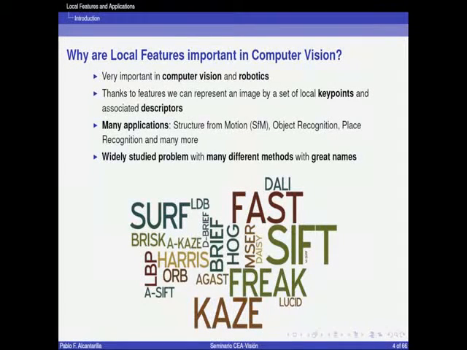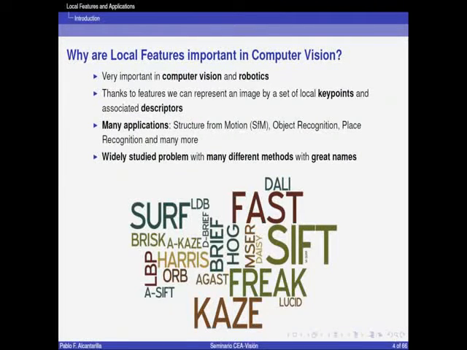Features are nowadays very important in computer vision, robotics, and also medical imaging. One of the reasons why they are so important is because thanks to features we can represent an image just by a set of local key points and associated descriptors. So somehow it's a way of compression in which we compress the content of the whole image just by a set of key points and associated descriptors. And there are many applications that are using features such as structure from motion, object recognition, place recognition, and many more. Some of them we're going to see in this seminar.